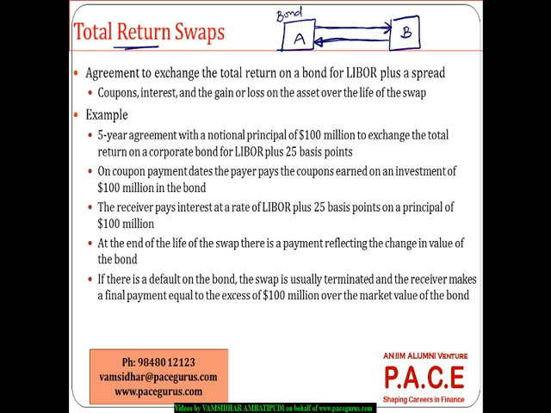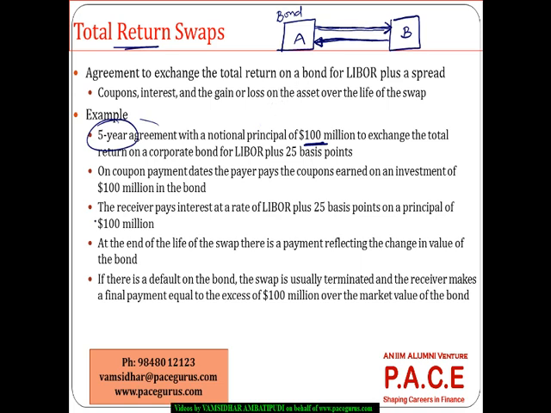Look at it like this. I'm getting into a 5-year TRS agreement, with a notional principal of 100 million, to exchange the total return on a corporate bond for LIBOR plus 25 basis points. We define whether we will make the payment every quarter, every year, whatever it is; the payment frequency is what we define at the beginning of the contract itself.